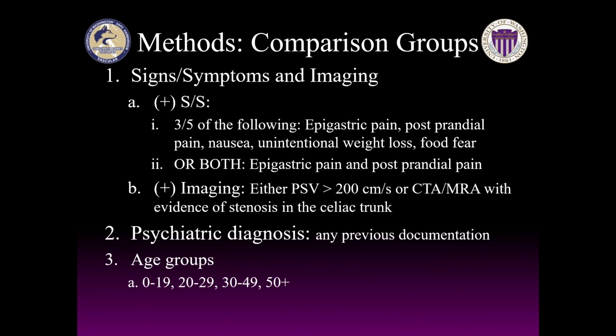The first sought to determine the association between the presence of pre-surgical classic symptoms and/or imaging findings with post-surgical quality of life improvements. Positive signs and symptoms were defined as 3 of the 5 of the most common symptoms: epigastric pain, postprandial pain, nausea, unintentional weight loss, and food fear, or the presence of both epigastric pain and postprandial pain. Positive imaging findings were defined as a celiac artery peak systolic velocity greater than 200 centimeters per second, or evidence of stenosis on CTA or MRA.